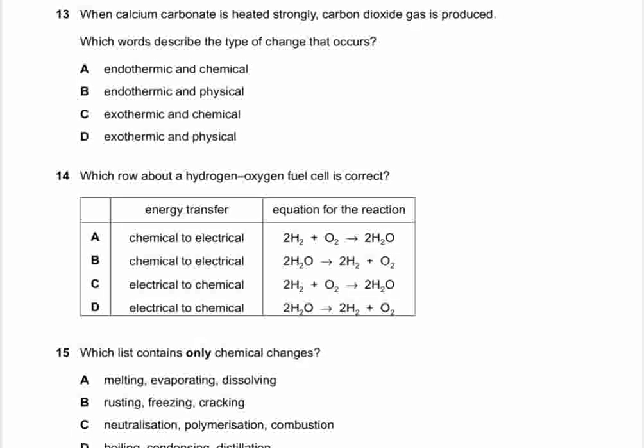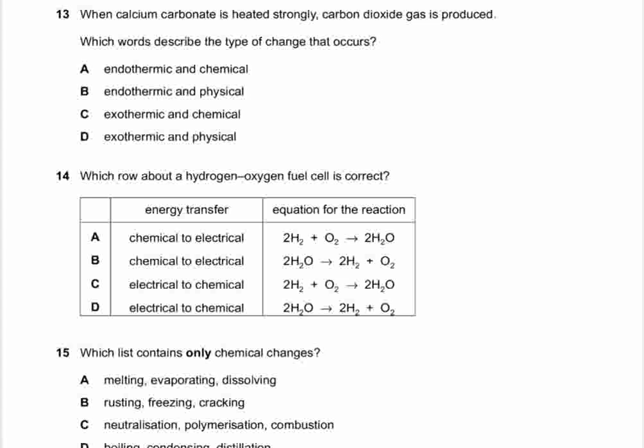Next question, question number 14. Which row about a hydrogen oxygen fuel cell is correct? The first point is it's a fuel cell, so it converts chemical energy into electrical energy. So we need to pick the options from A or B. So we have two options.